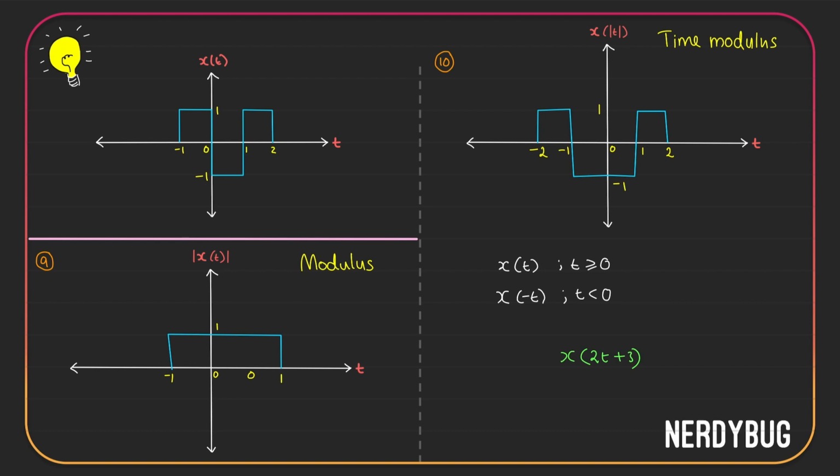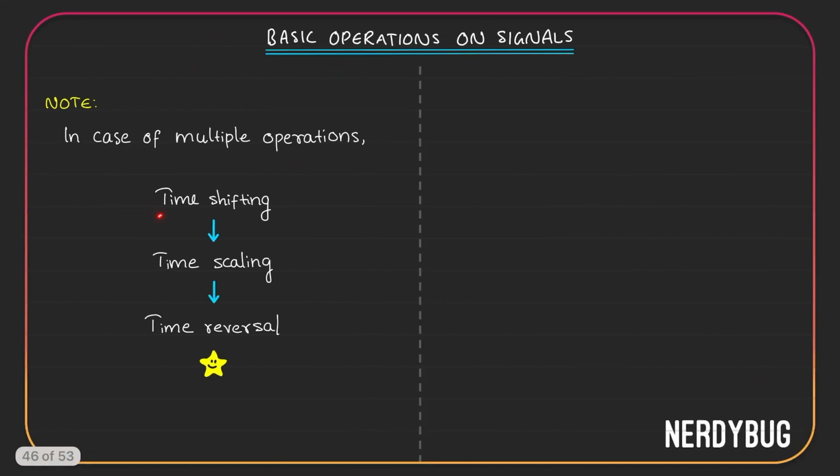The truth is the order does matter. You can try for yourself. First do the scaling and then do the shifting. In the second case, try doing the shifting first and then do the scaling. And see for yourself if the two signals that you get are the same or different. Well, spoiler alert, they're going to be different. There is an order that you have to follow. That is, first do time shifting, then do time scaling, and then do time reversal.